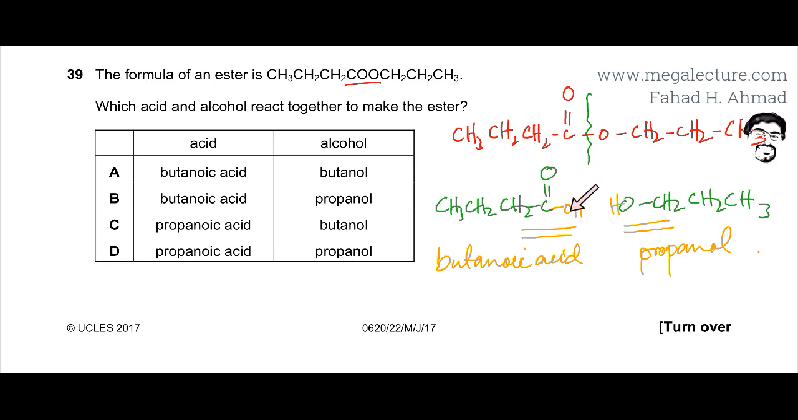The carboxylic acid loses its OH, the alcohol loses its hydrogen, and they join together to form this ester over here. So the correct answer is going to be option B, butanoic acid and propanol. That's your correct option for this question.